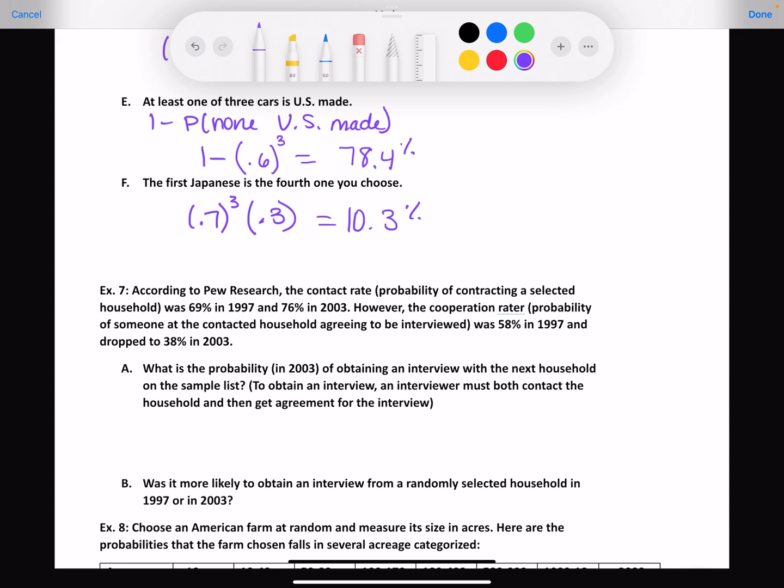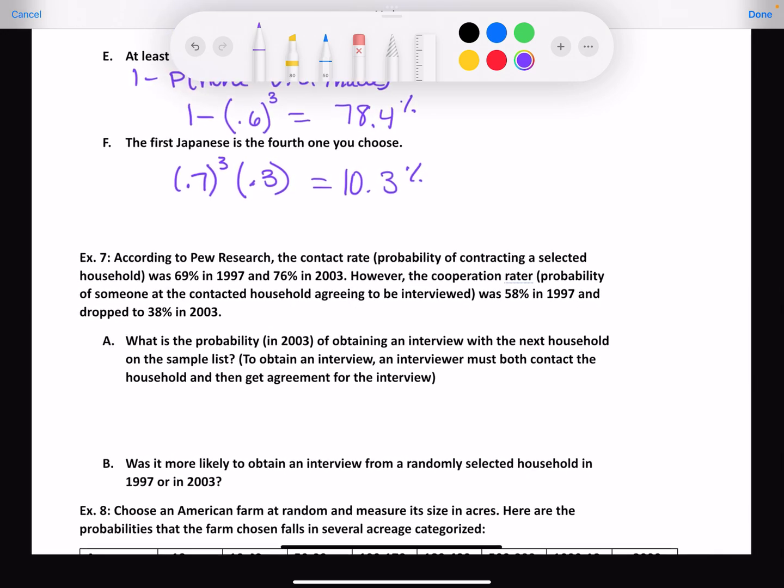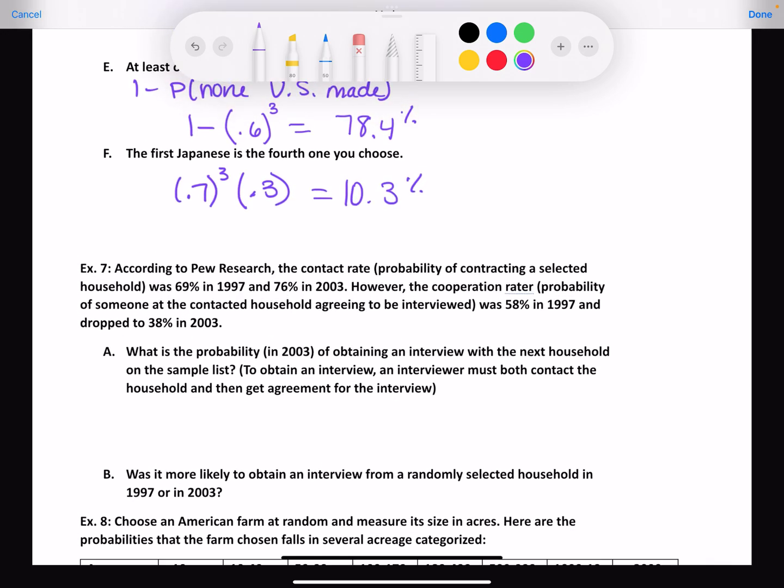To obtain an interview, an interviewer must both contact the household and then get an agreement for the interview. 38 over... no, it's 1 minus 0.38, right? No, maybe. I have no idea. No. So the first thing has to be that they either make contact or they don't make contact.